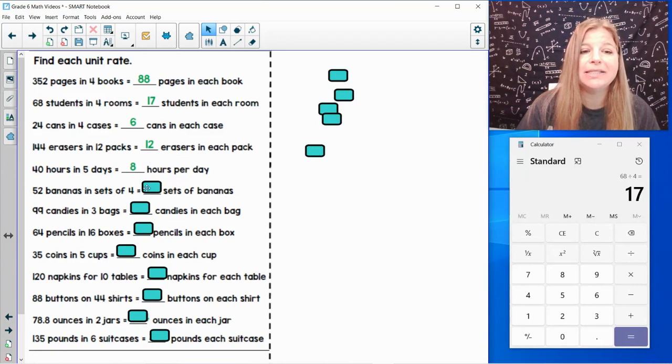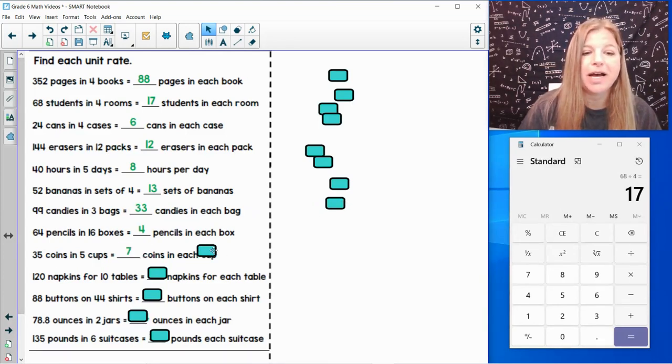52 bananas in sets of four. 52 divided by four. I like to think about 52 cards in a deck. There's four suits. How many cards are of each suit? 13. 52 divided by 4 is 13. 99 candies in 3 bags. 99 divided by 3 is 33. 64 pencils in 16 boxes. 64 divided by 16 would be 4 pencils in each box. 35 coins in 5 cups. 35 divided by 5 is 7 coins in each cup.